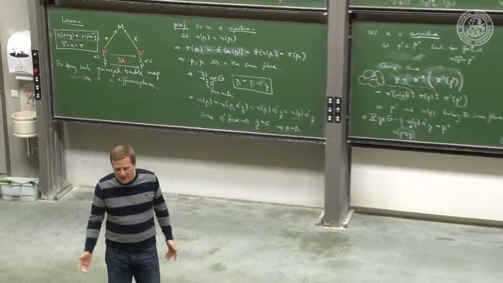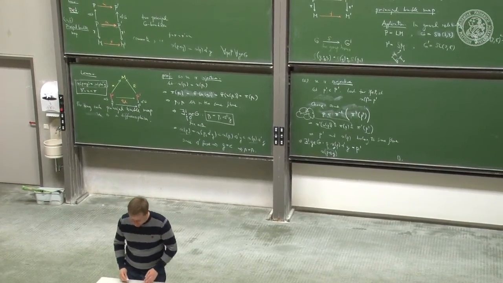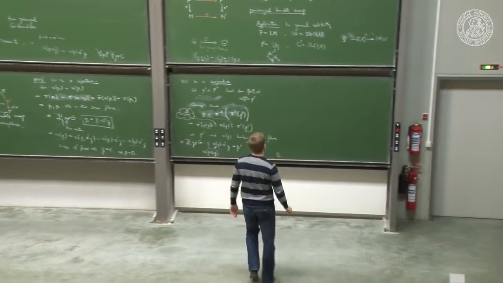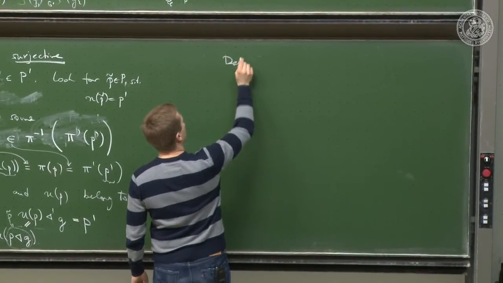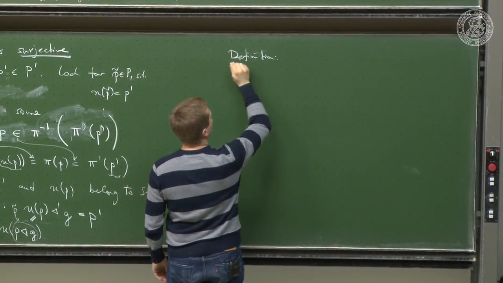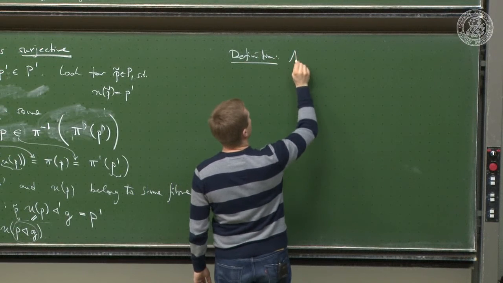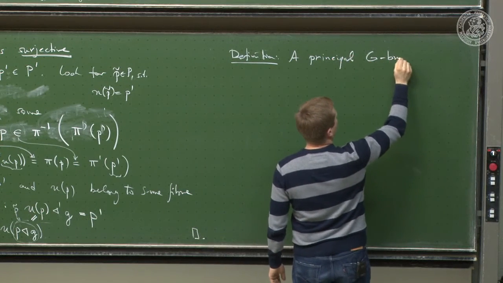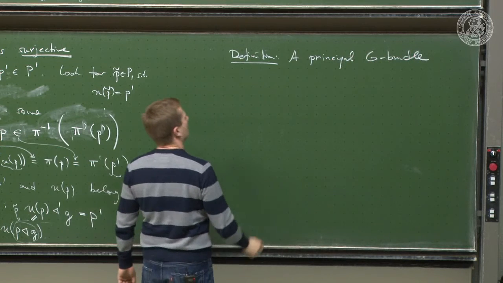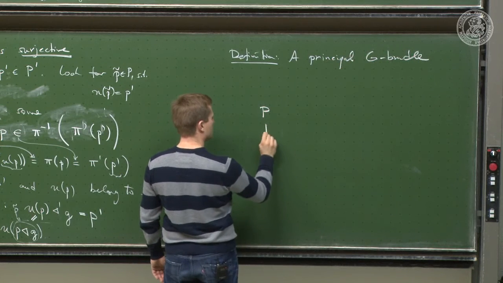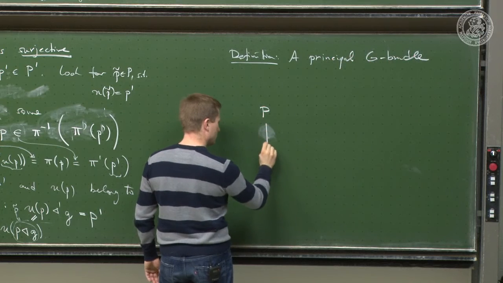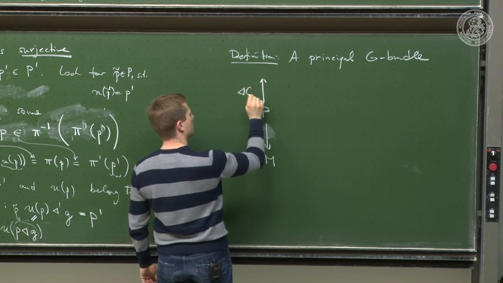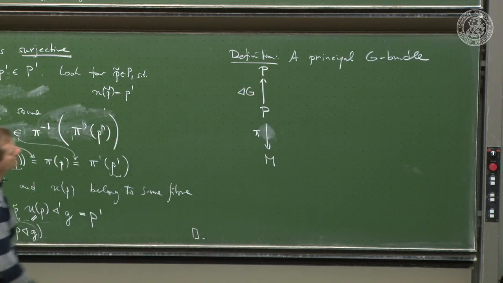Okay, so that's a lemma. The question is, why is this interesting? And the answer is, it's interesting because it allows us a very important definition. A principal G bundle. Well, let's stick for a little to this complete representation of it. Well, that's a principal G bundle.